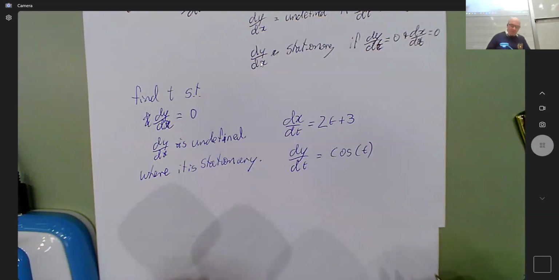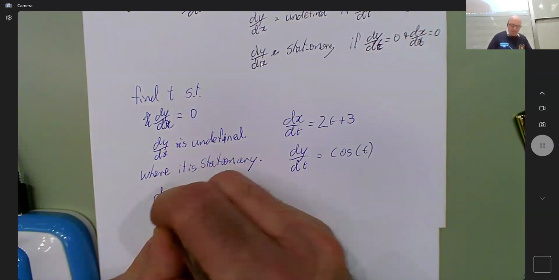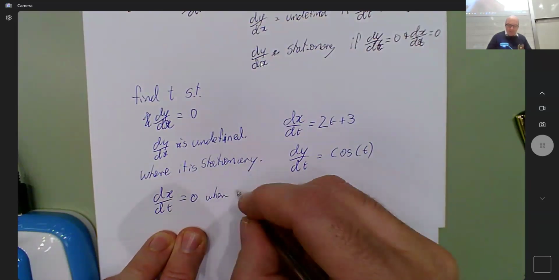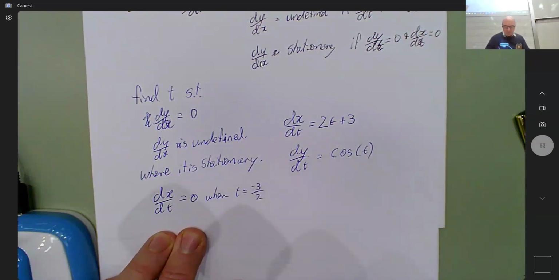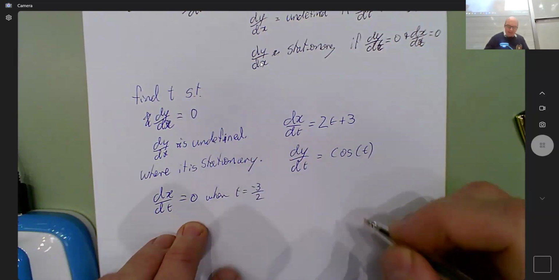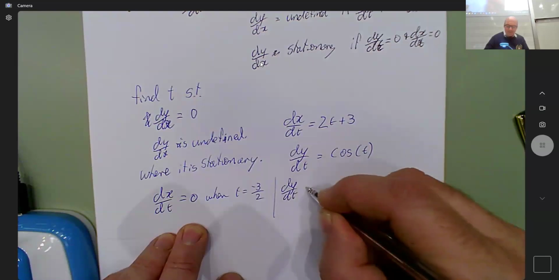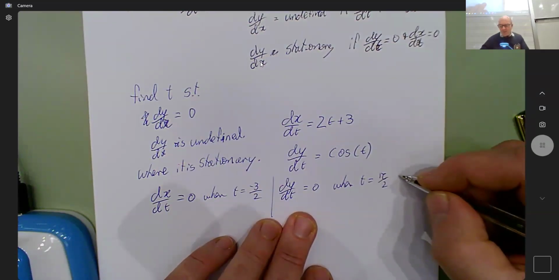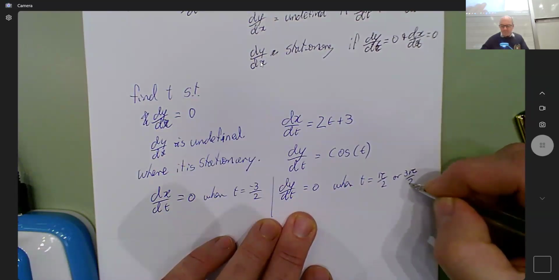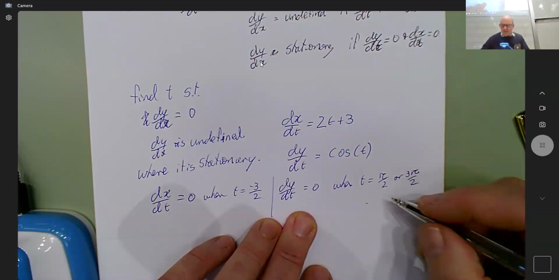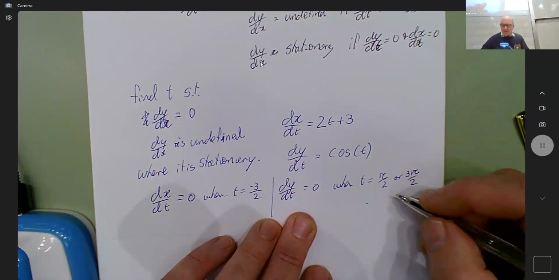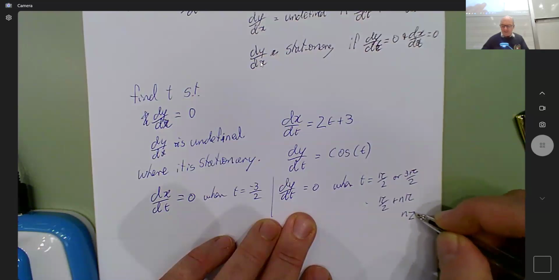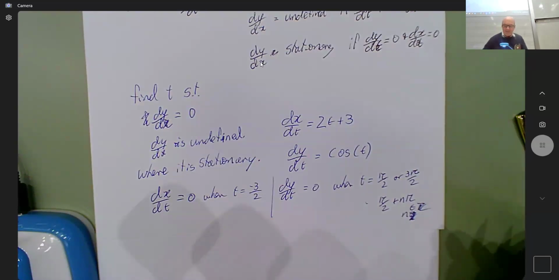So let's do a little bit where dx on dt equals 0 when t is equal to minus 3 on 2. And dy on dt equals 0 when t is equal to pi on 2 or 3 pi on 2. I could write this as pi on 2 plus n pi, where n is an integer. N is in the set of integers.